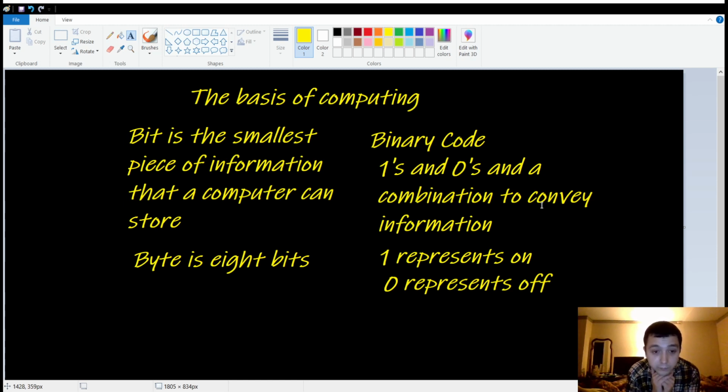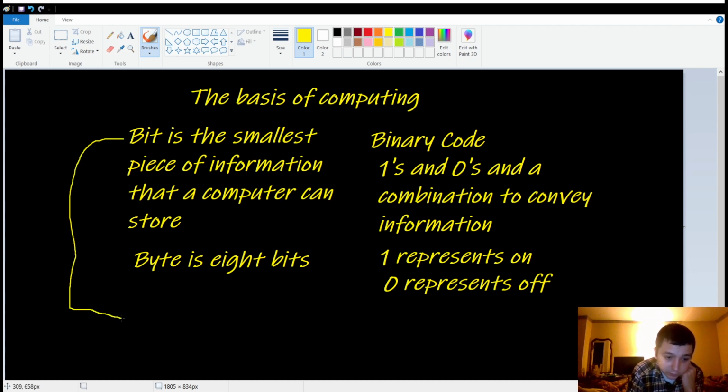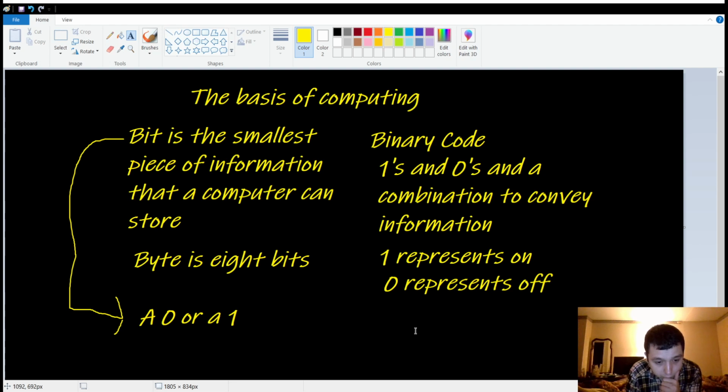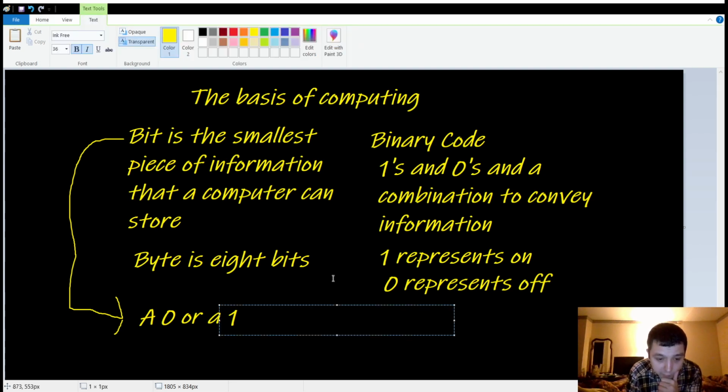And so I said a bit is the smallest piece of information that a computer can store. So basically, what a bit is, is just a 0 or a 1. That's it. So it's going to be a 0 or a 1.